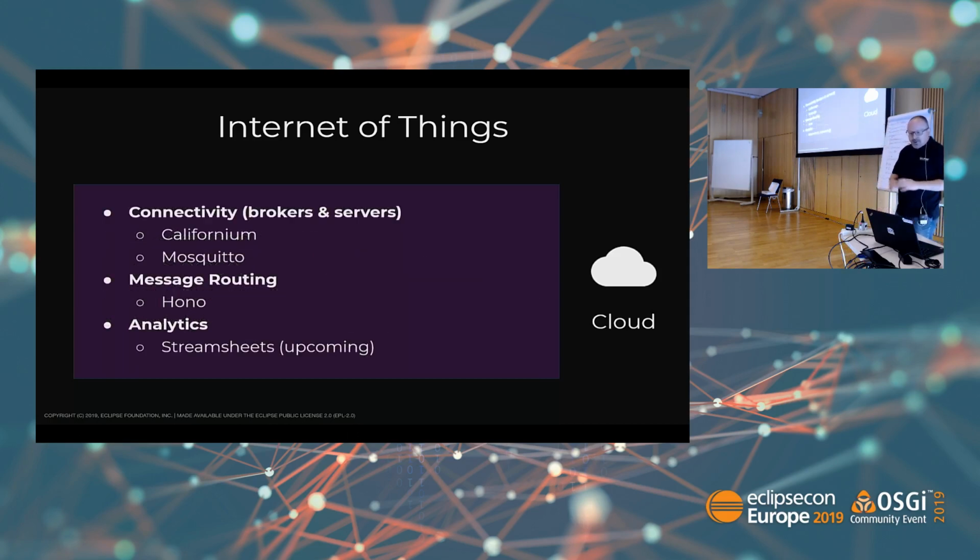So in an IoT perspective, what do we have on the cloud side as components that you can deploy to implement solutions? Well, first, we've got a set of brokers and servers. So Californium implementing the CoAP protocol is a popular server, as well as Mosquitto as an MQTT broker. And then we've got Hono. Hono is really important because this is about message routing.